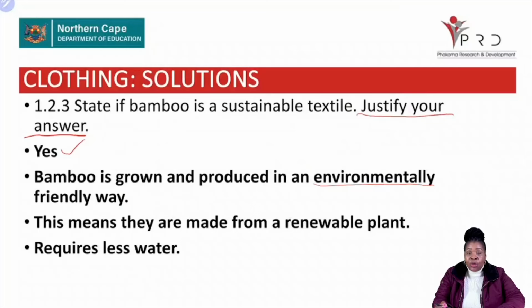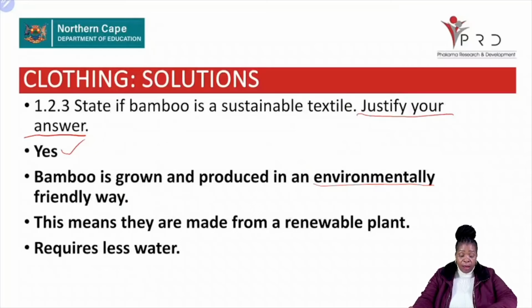Environmentally friendly meaning we don't use pesticides, we don't use herbicides, and we do not use fertilizers. So this means they are made from a renewable plant. Bamboo is renewable in the fact that it is grown and then harvested and then it grows back again. So it is a renewable plant. And then it requires less water. That is, we save on our water.